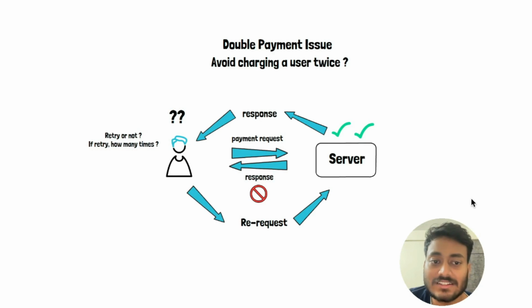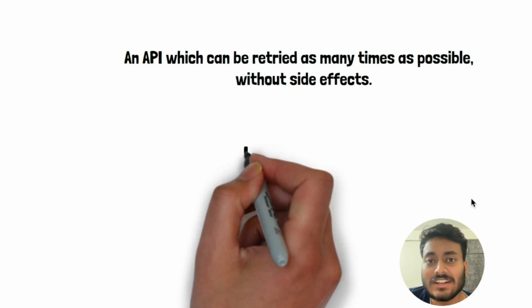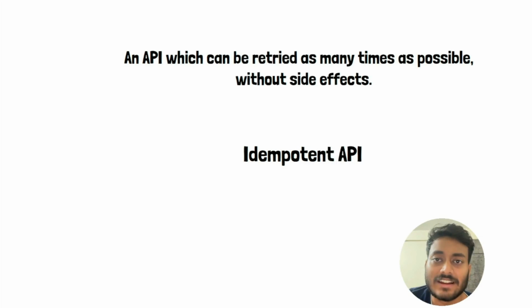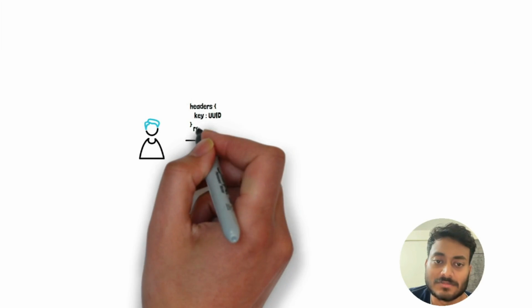So our question is, how many times should a client retry? And should it even retry or not? The solution to this problem is that we need an API which can be retried as many times as possible without any side effect. And this is what an idempotent API is. Let us see how an idempotent API will help us solve this problem.